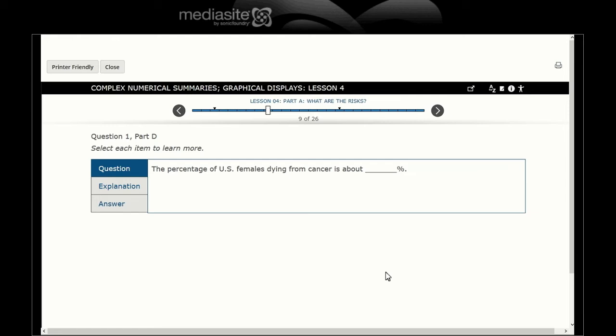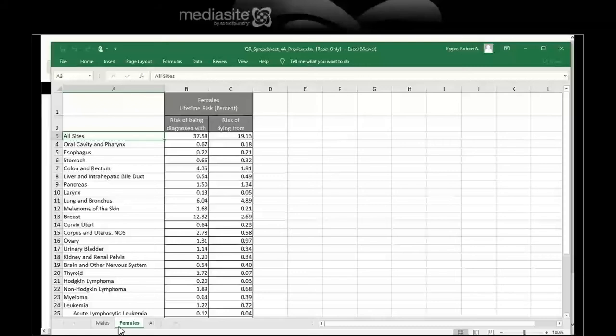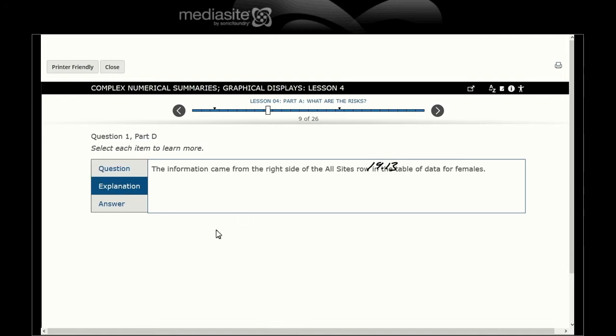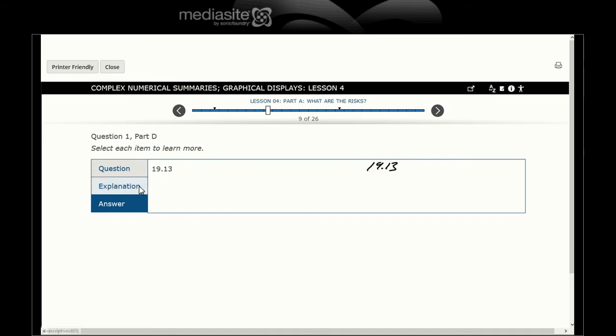Again, the percentage of U.S. females dying from cancer is about what? Well, let's go back to the spreadsheet. Females, dying of cancer, looks like 19.13. Yep, 19.13.